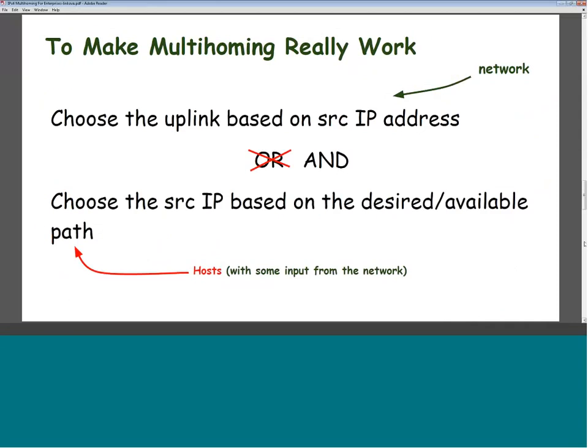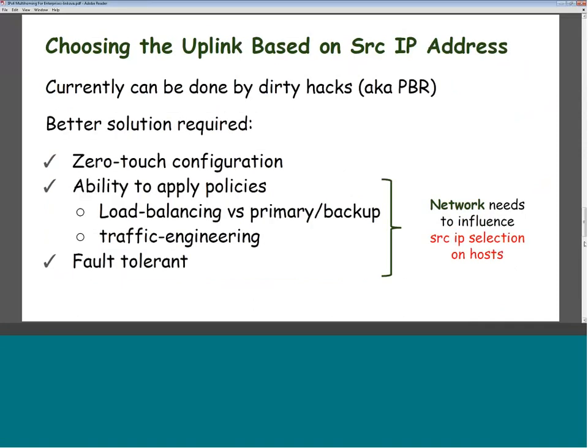Okay, next slide, please. Okay, so it looks like there is no other option but to select the correct uplink based on source IP. So the network has to do this, right? We might, at some point, also influence a decision made on a host. However, we cannot say we can offload all decisions to the host. It looks like the network and host need to kind of cooperate. So next slide, please. Let me explain why it's going to happen.